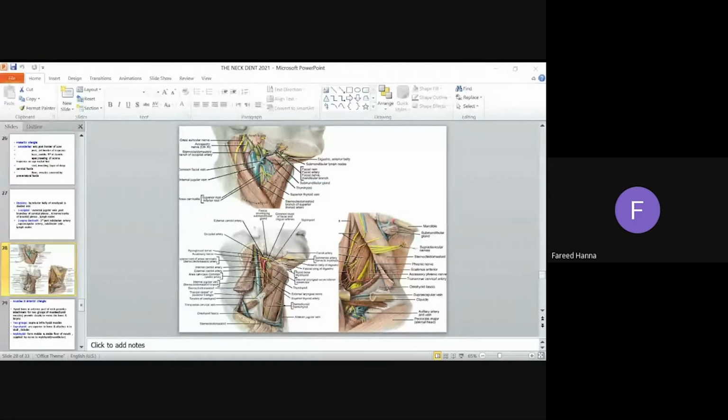Then we have, between the prevertebral muscles, the trunks of the brachial plexus, which supplies the upper limb. All these are derived from the brachial plexus, C5, C6, C7, C8, the lower four cervical nerves. So these are the contents of the posterior triangle, with the transverse cervical artery. These are the contents of the occipital triangle, which is part of the posterior triangle of the neck.